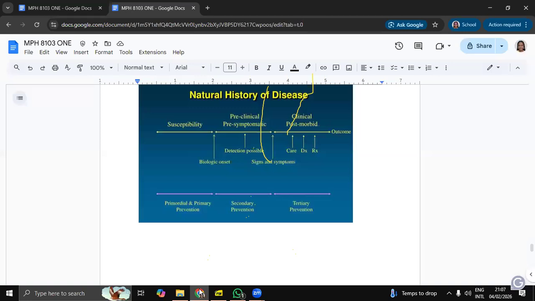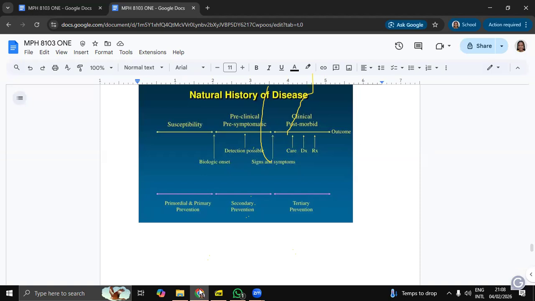So tertiary prevention is saying, yes, the person has developed a stroke, but the fact that you have developed a stroke should not mean that for the rest of your life, you should have a very poor quality of life. You should be able to be rehabilitated. So that's where rehabilitation comes into play. So the key word in tertiary prevention is what? Rehabilitation.